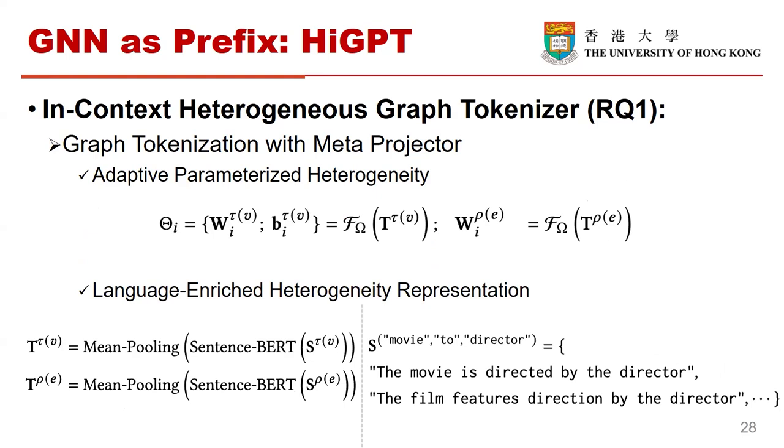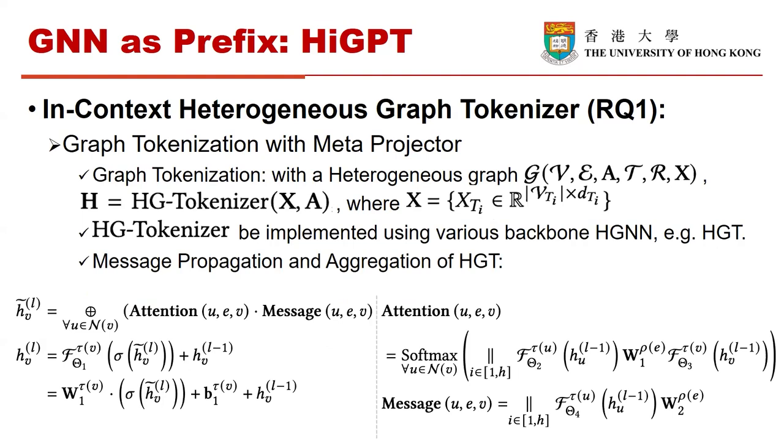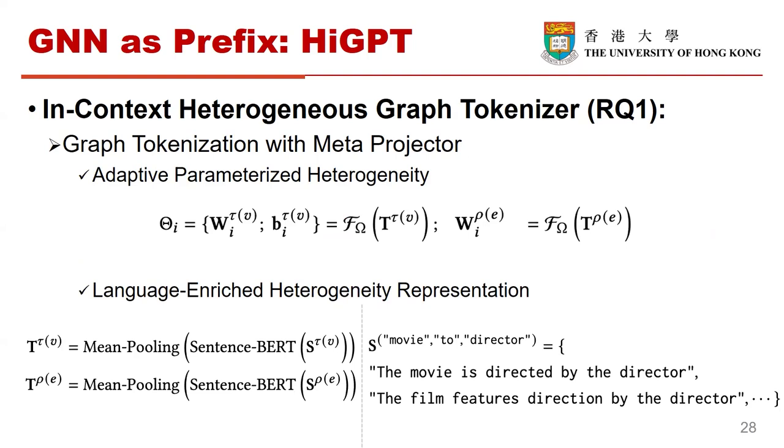But we can observe that such a feature encoded by the HGT prevents most heterogeneous graph models from transferring from one heterogeneous dataset to another, because the parameters of HGT are based on the type of the nodes, that is tau of u, and the type of the edges, that is rho of e. So the architecture of the HGT is constrained to different heterogeneous datasets. So how can we deal with that? Our answer is to inject the meta projector into any heterogeneous graph neural network.